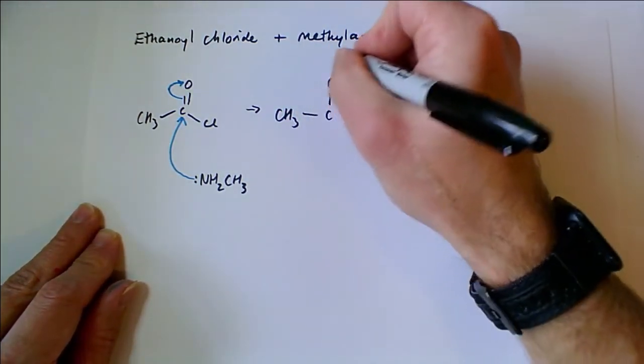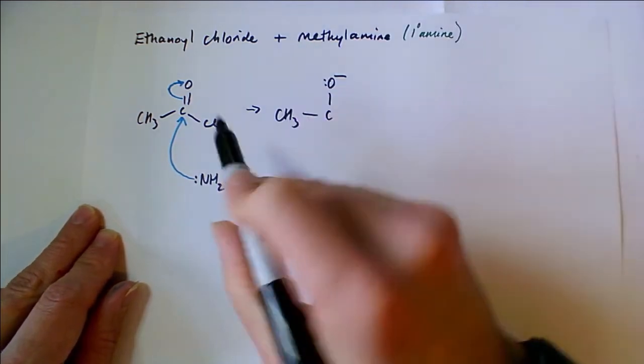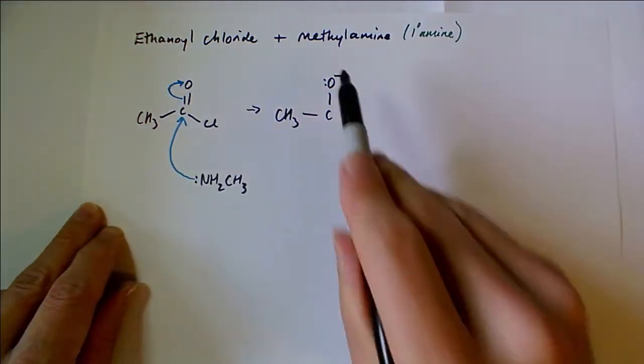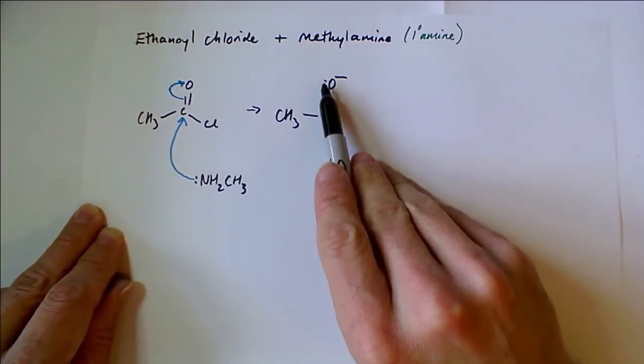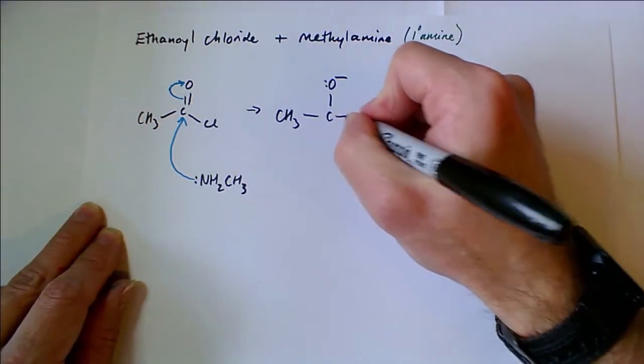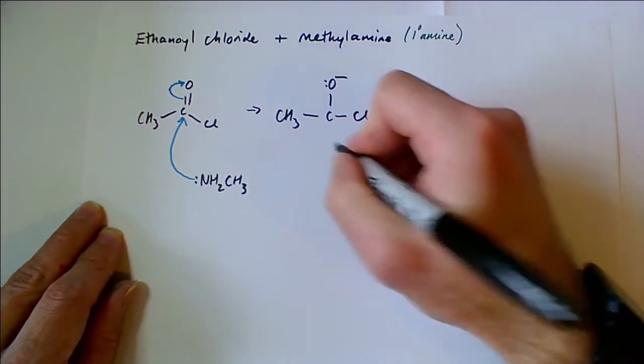Got my oxygen, it's now picked up a lone pair because those two electrons in that bond over there are now over here. That's where the electrons are, formerly known as a double bond. Now it isn't. I've got my chlorine there.